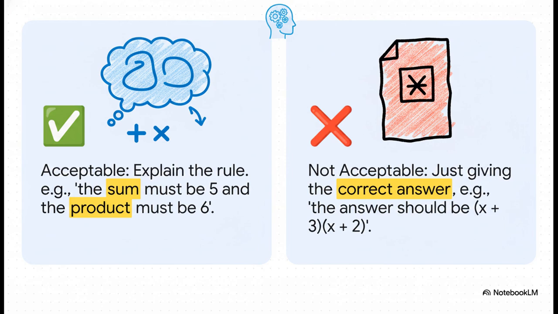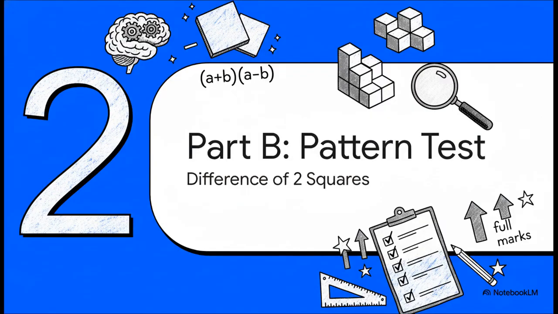And here is where we get a peek behind the curtain, into the examiner's mind. On the left, you've got the answers that get you the mark, taken straight from the official scheme. Notice how they all explain the rule that was broken? Now look at the right. Those answers just give the correct factorization, and that gets you 0 marks. You have to explain the why. All right, let's move on to part B.